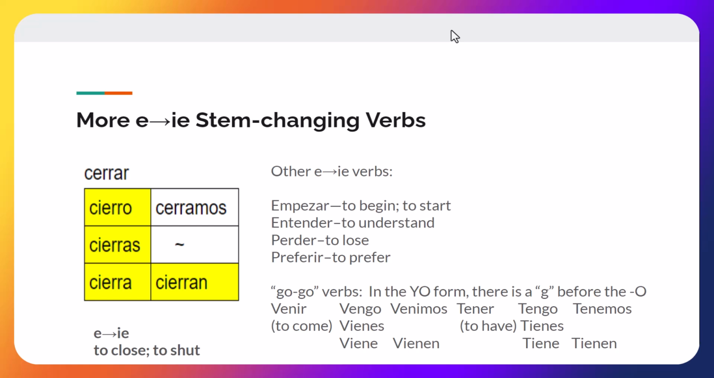All right, the verb entender means to understand. Entender, to understand. Two E's, we're going to stem change the second one. Entiendo, entiendes, entiende, entendemos, entienden.